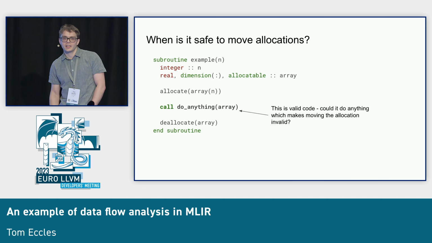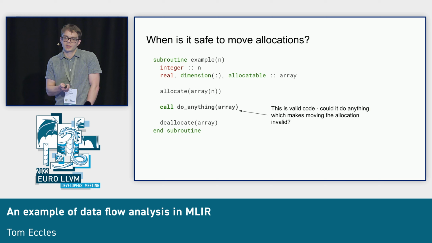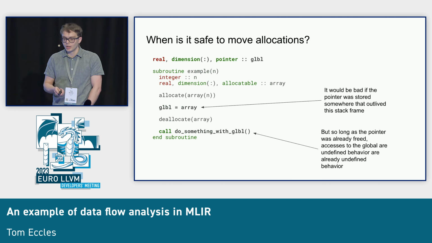We have to think, well, is there anything that code could do here that would then make it impossible to safely move the allocation to the stack? Well, one of the more troublesome things that the code might do is store the pointer somewhere that persists longer than the stack frame. So, for example, it might assign it to a global.